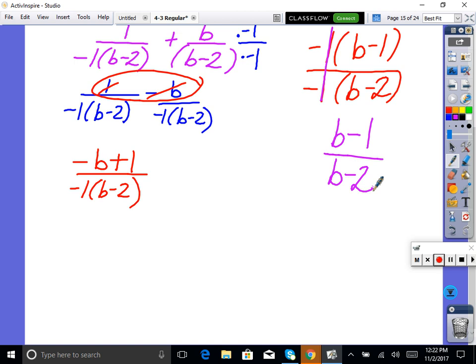So once again, the reason I've been making you rewrite them is for reasons like this, when that negative really divides out. And you wouldn't have seen it if you wouldn't have rewritten it in standard form. Okay.